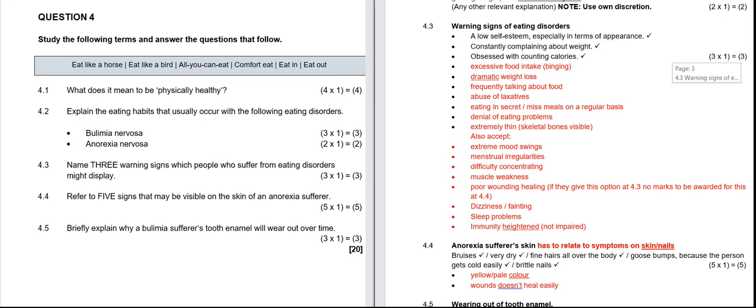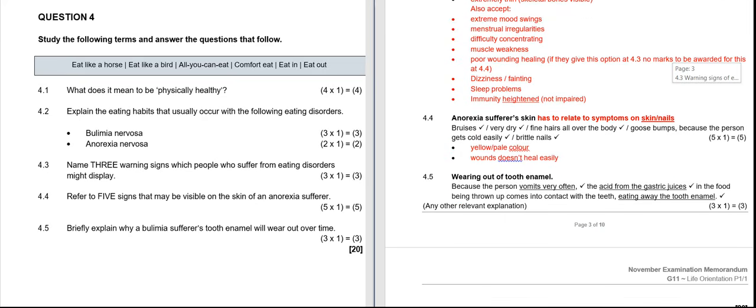So moving on to our 4.4. So 4.4 and 4.5, these are our responses.